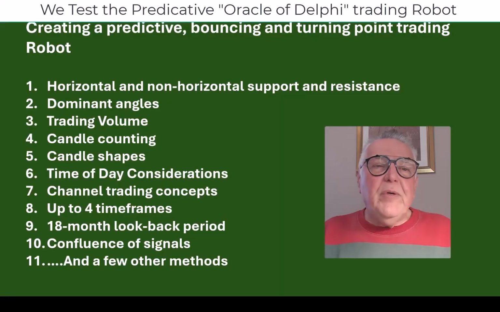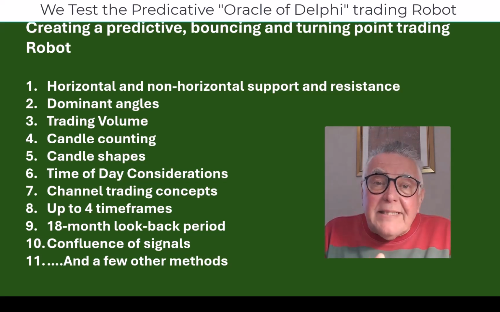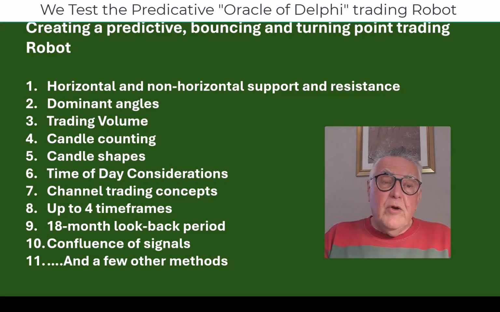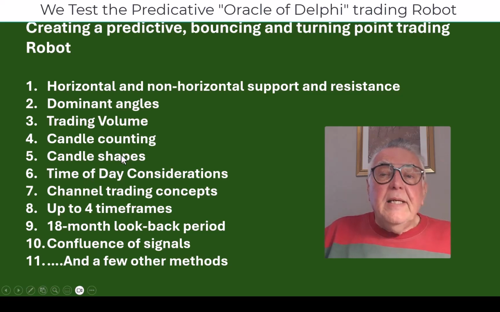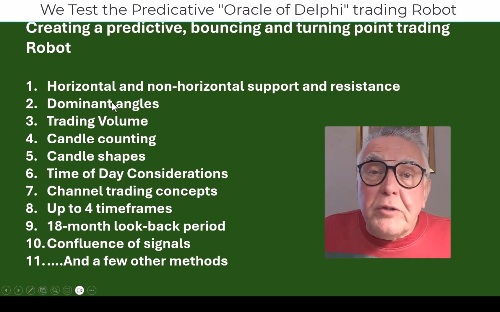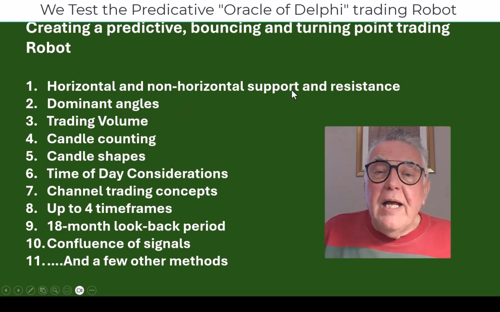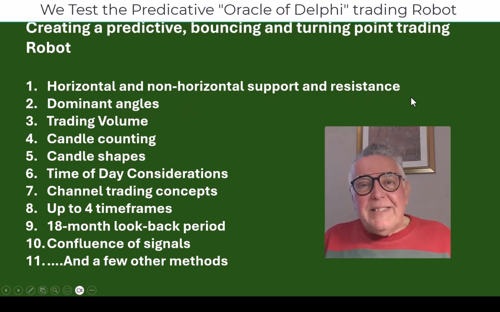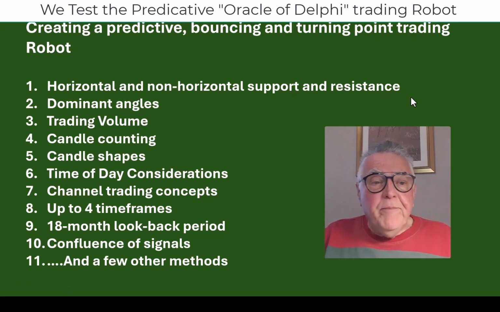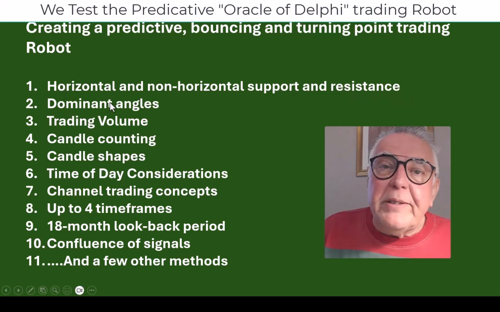So what did we do in the process of creating this predictive bouncing and turning point robot? Firstly, we had a look at horizontal, that's the grid, and non-horizontal, support and resistance. That actually makes up what I call the radar screen on the chart. Then we've also looked at dominant angles.